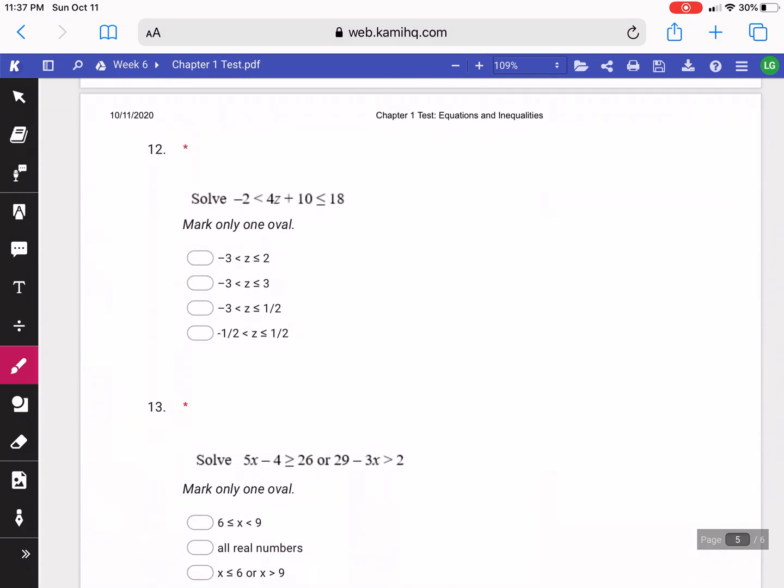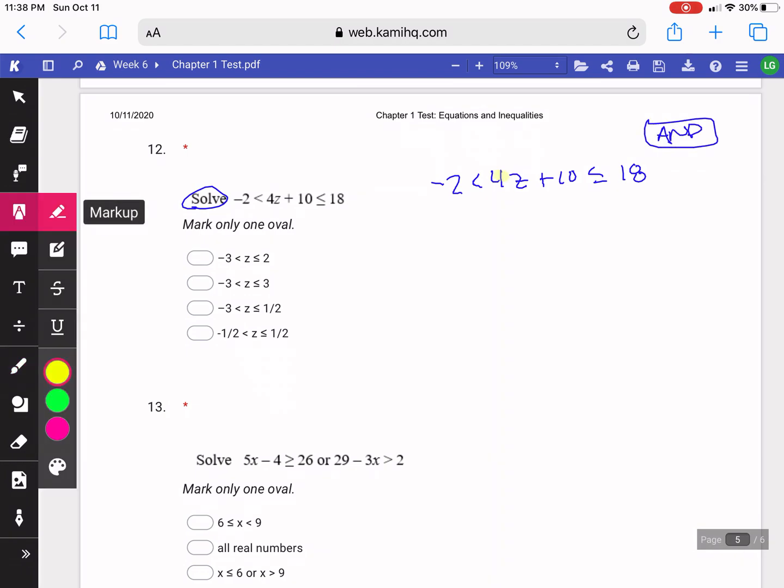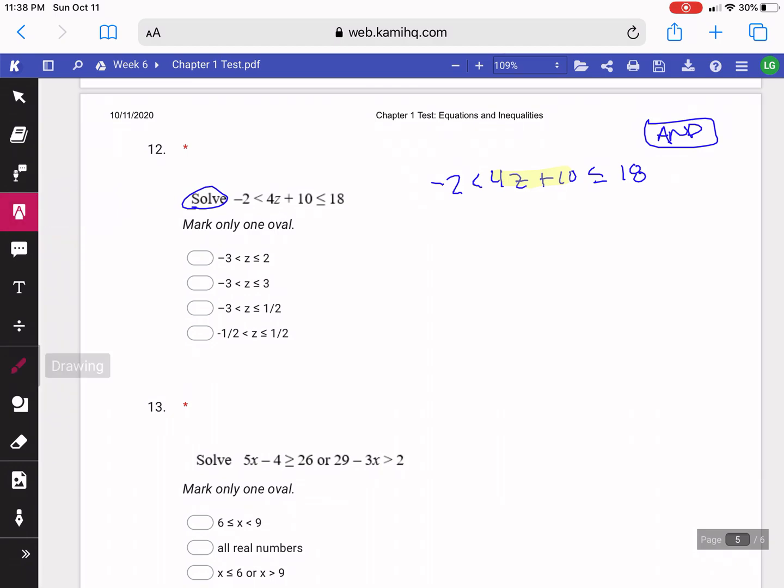Our next question is also inequalities, but this is a compound inequality. So here we're going to solve. This is an and inequality since they didn't use the word or. So I'm going to separate it into two problems. Both will have the 4z plus 10.